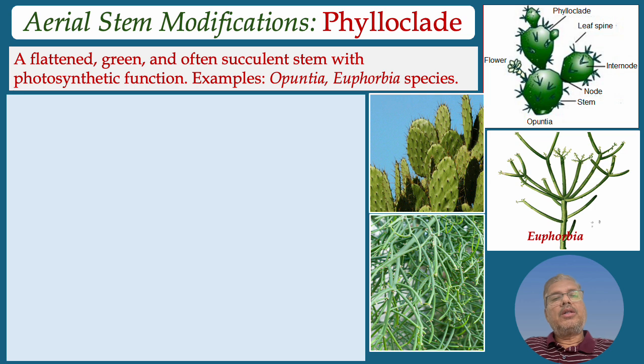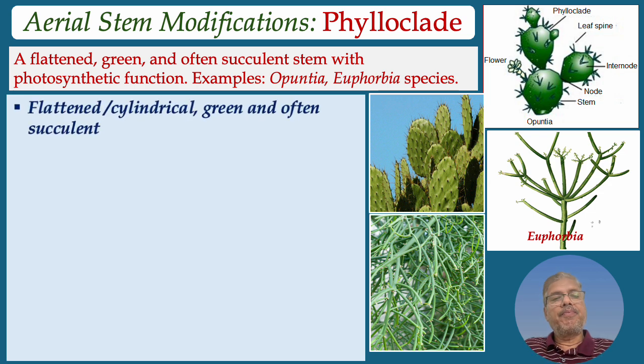Phylloclades are the flattened, green, and often succulent stems that have taken up the function of photosynthesis. Examples are Opuntia, Euphorbia, etc. A phylloclade is a modified stem that becomes flat and green, closely resembling a leaf in its shape and color. This resemblance is so strong that it can easily be mistaken for a leaf by casual observation.